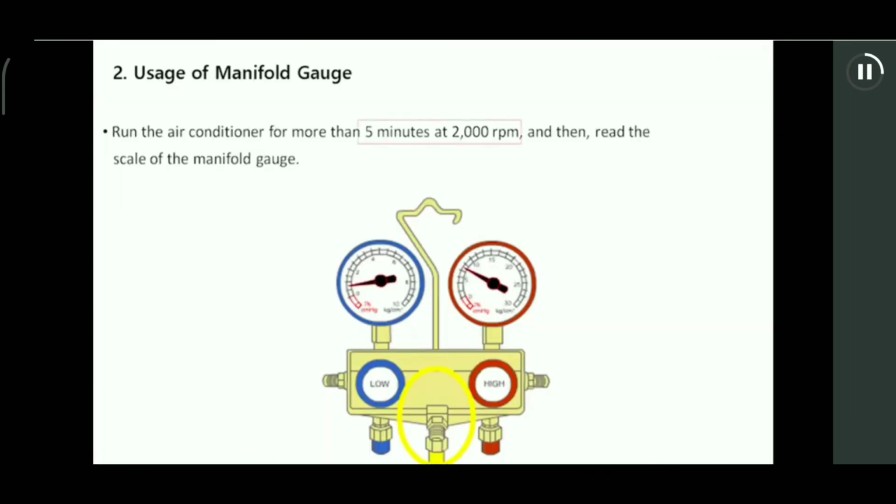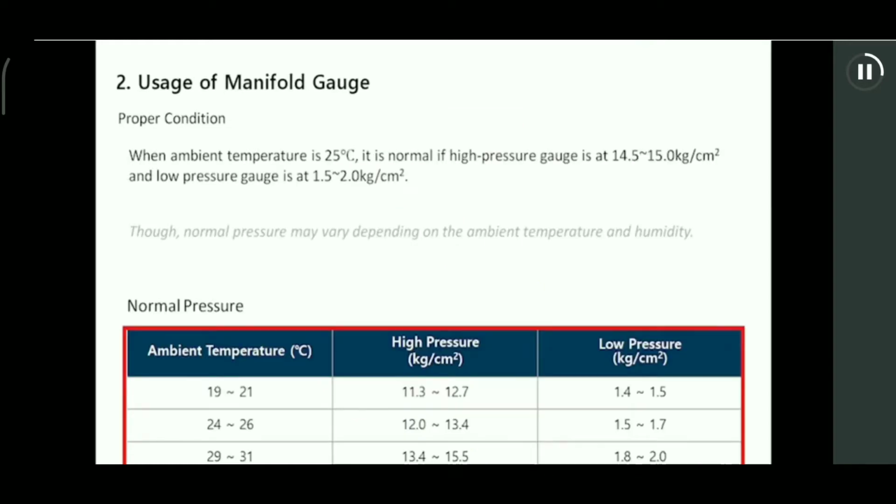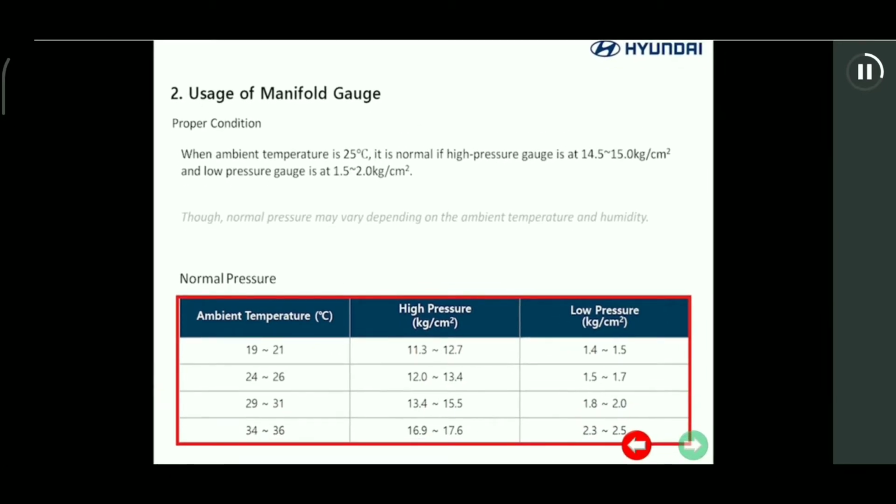Run the system for 5 minutes, then close the valve in the manifold gauge and note down the reading. Then compare the reading with respect to the ambient temperature in the below tabular column. If the readings are matching, then the system is working good.